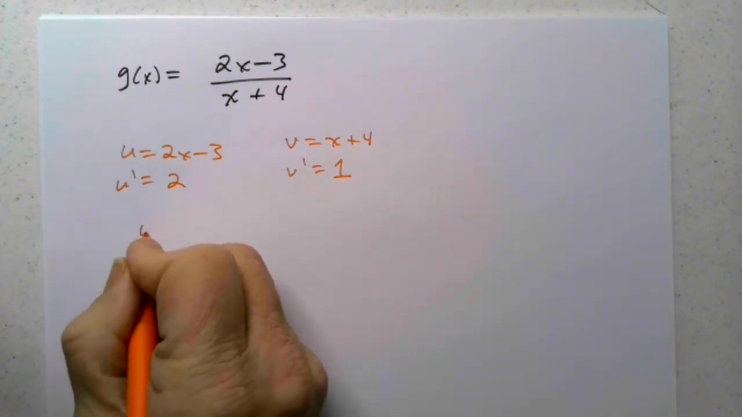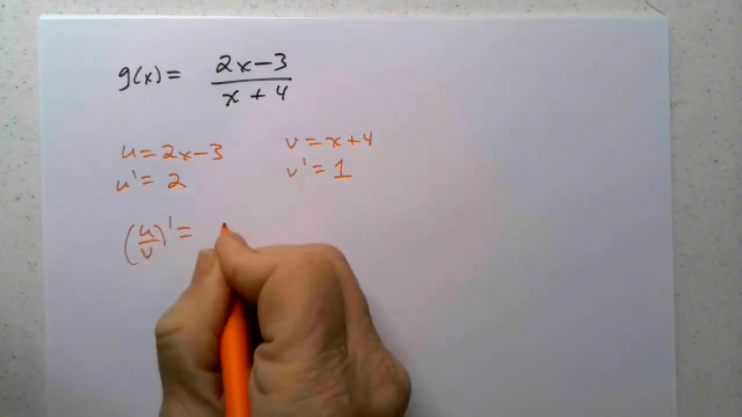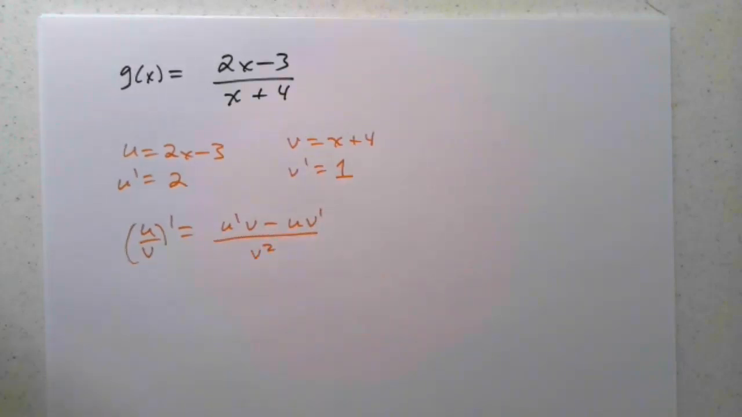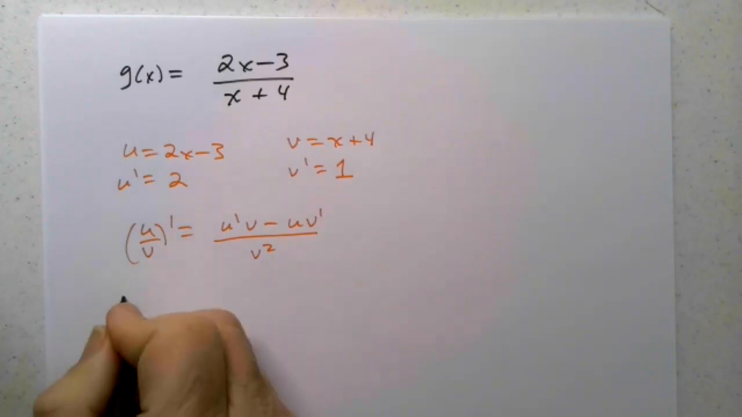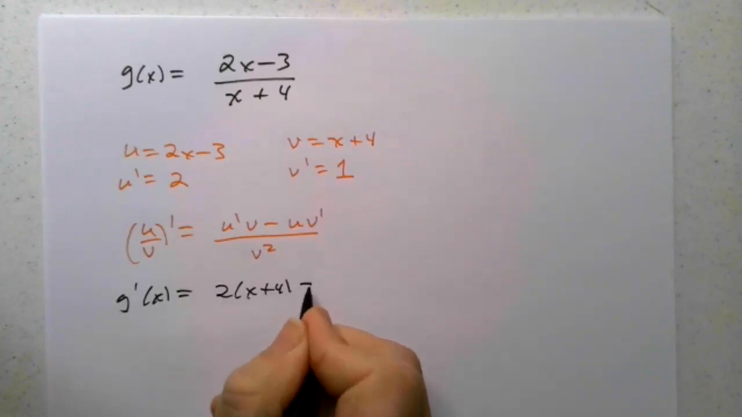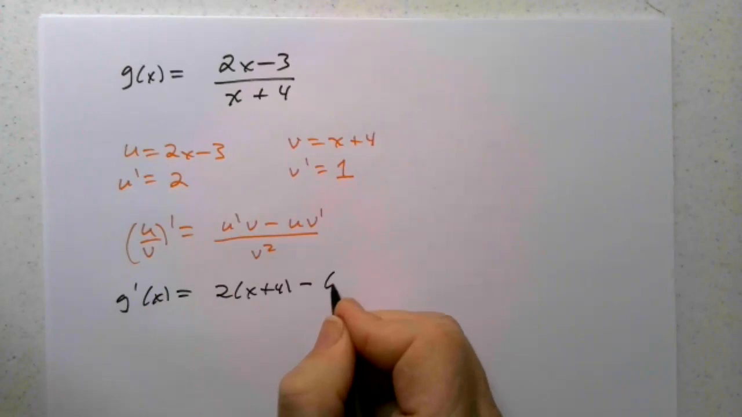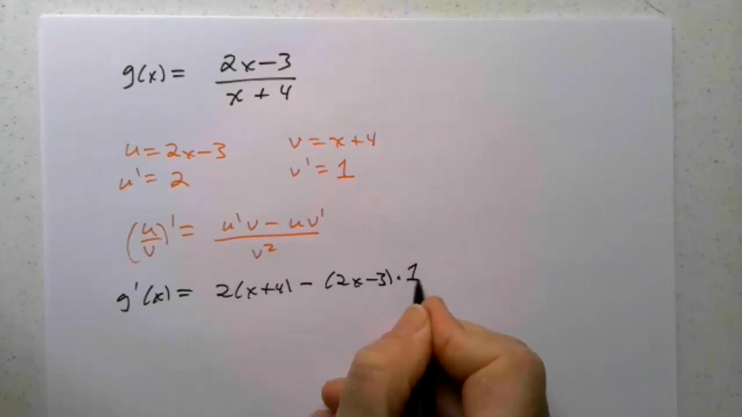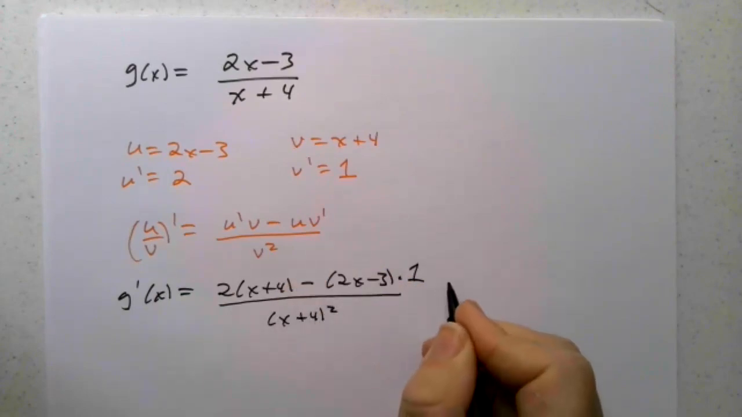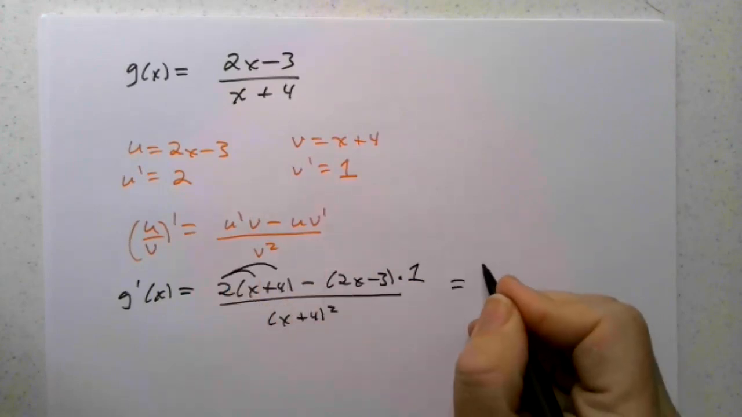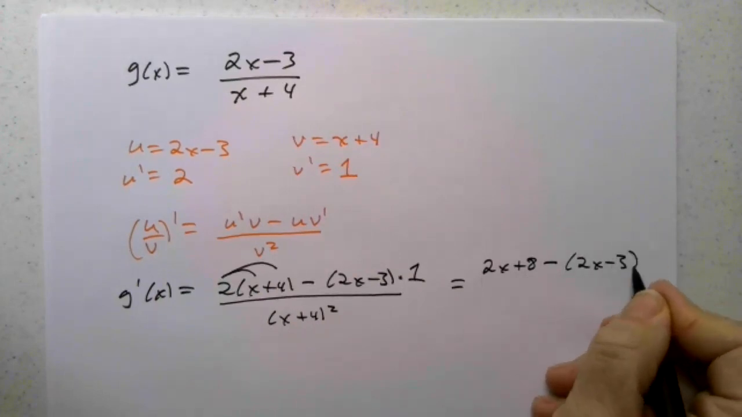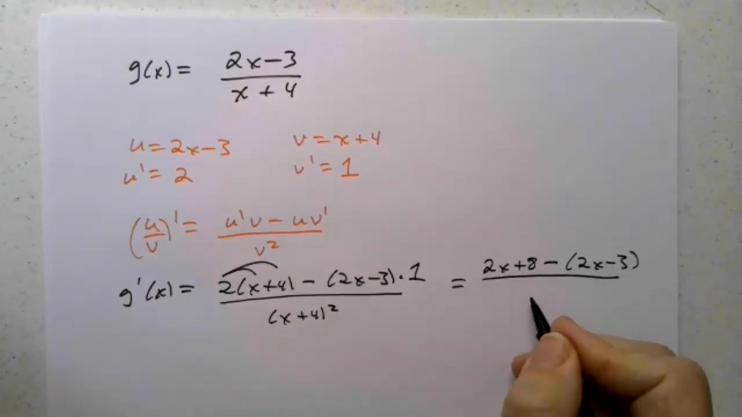Remember, u over v prime is u prime v minus u v prime over v squared. What do I get? g prime of x: u prime v, 2 times x plus 4, minus u v prime, minus 2x minus 3 times 1, all over v squared, all over x plus 4 squared, which is 2x plus 8 minus 2x minus 3 over x plus 4 squared.